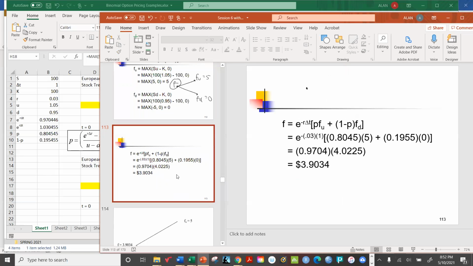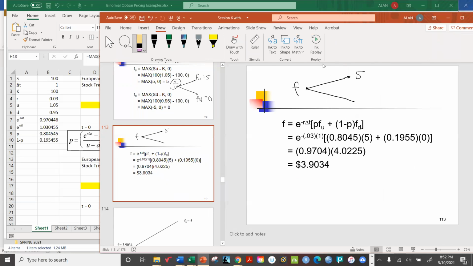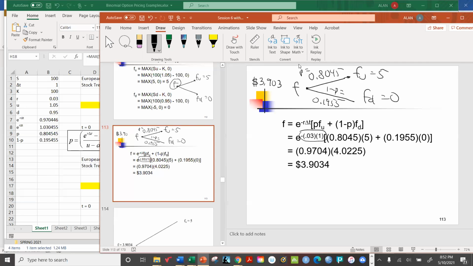So we have F, we go up, we get $5, but the probability of going up is 0.8045. The probability of going down, 0.1955. That brings us down here where we get 0. And then here we have to discount everything by the risk-free rate for 1 year. And you can see by plugging the numbers, F equals $3.9034. So given that there's a chance, 80% chance roughly of going up to $5 or almost 20% chance of going down to $0, today I should be prepared to pay $3.9034 to buy this call option.